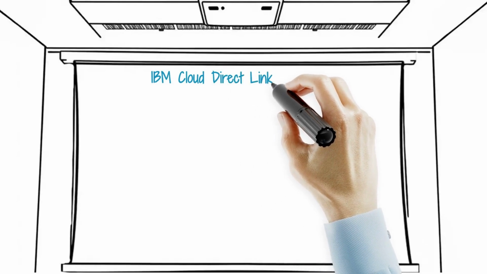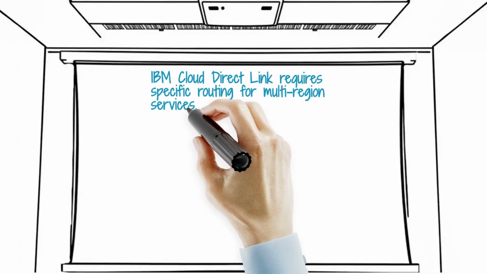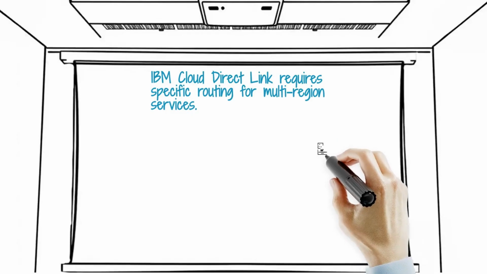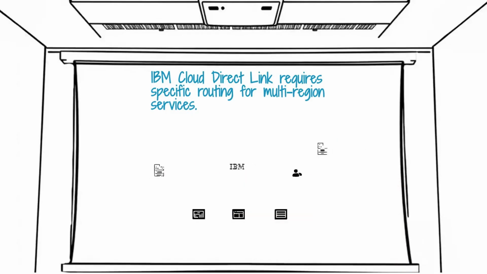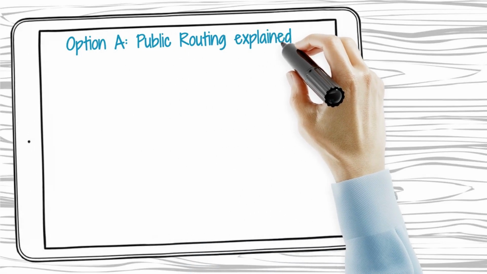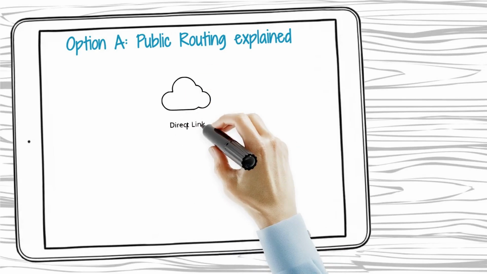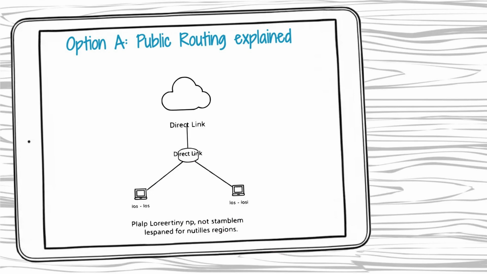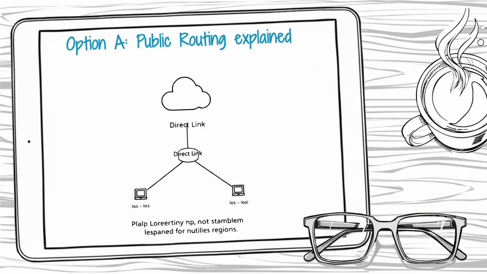IBM Cloud Direct Link provides dedicated private network connectivity between your on-premises infrastructure and the IBM Cloud. To offer private network connectivity to IBM Cloud services in multiple regions, meaning beyond the local data center or market where your Direct Link terminates, you need a specific routing option. Let's break down the options. A. Public routing option. Direct Link is primarily about private connectivity. While you can access public services over Direct Link via specific configurations, the public routing option itself is not a standard Direct Link feature that provides private access to services in multiple regions.